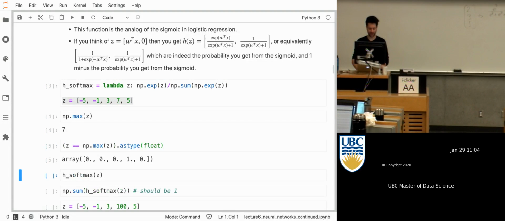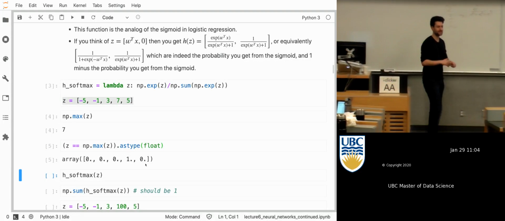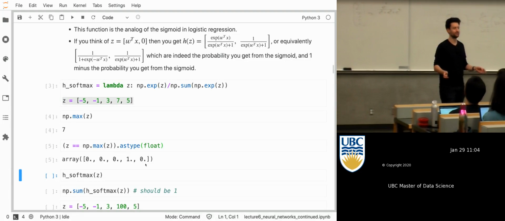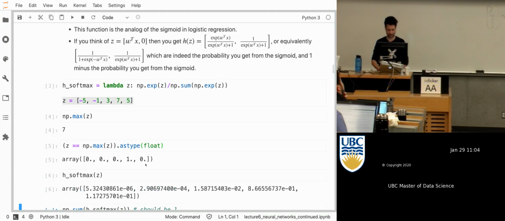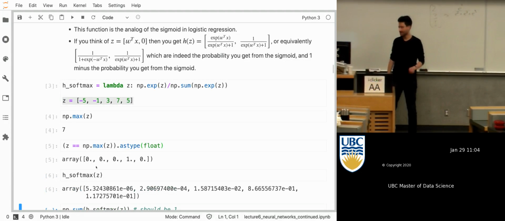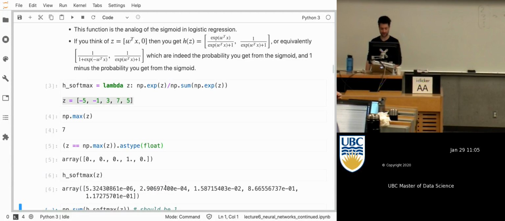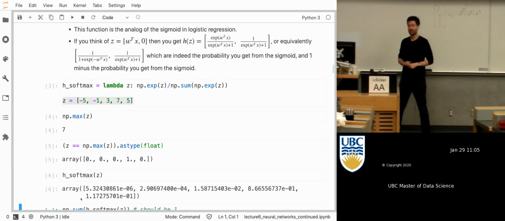So if I one-hot encode that, then this is what the max is. -5 is not the biggest, -1 is not the biggest, 3 is not the biggest, 7 is the biggest, and 5 is not the biggest. So that's kind of a one-hot encoding of which of these numbers is the biggest. And the softmax is actually kind of a soft version of that one-hot encoding of the max. Because look, this number is kind of close to 0, this number is kind of close to 0, this number is kind of close to 0, this number is 0.8, that's pretty big, and this number is kind of close to 0. So it's like a softened version of that idea.